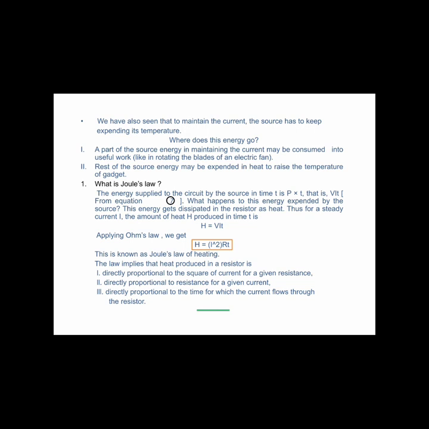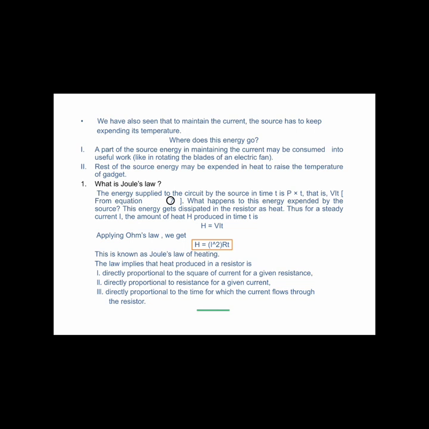What is Joule's law? The energy supplied to the circuit by the source in time t is P into t. From equation 7 we can write this equals VIt. What happens to this energy expended by the source? The energy gets dissipated in the resistor as heat. Thus, for a steady current I, the amount of heat H produced in time t is H equal to VIt. Applying Ohm's law, we get H equal to I square Rt as V equal to IR. This is known as Joule's law of heating.